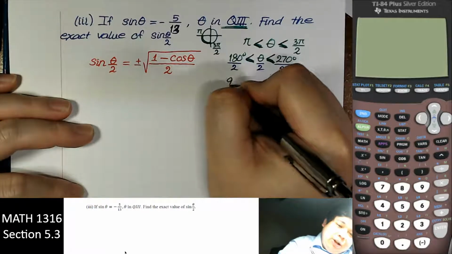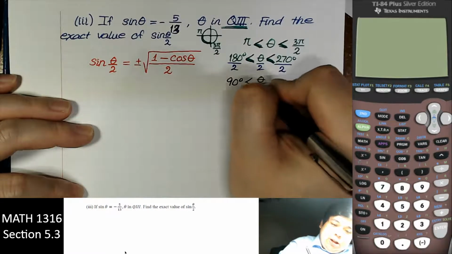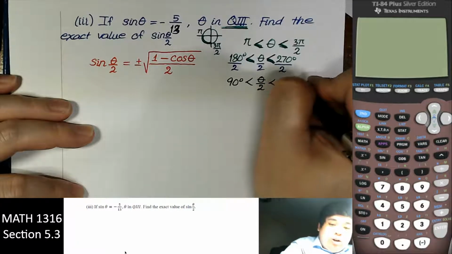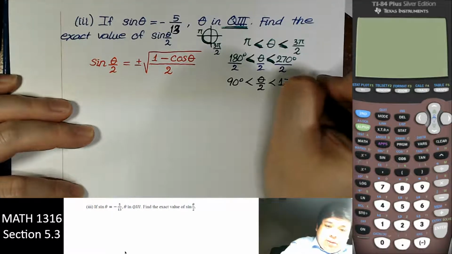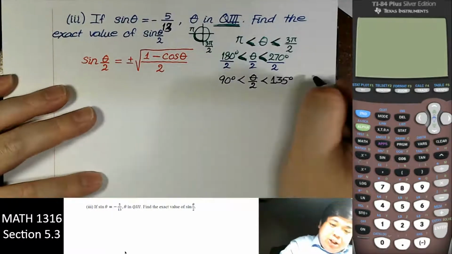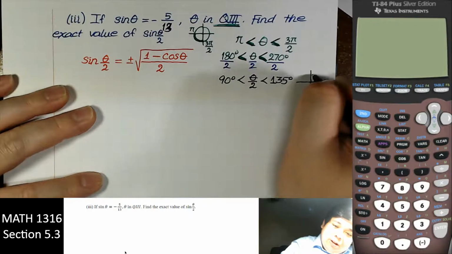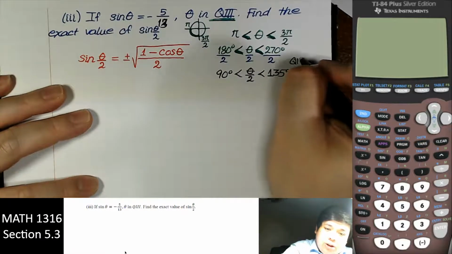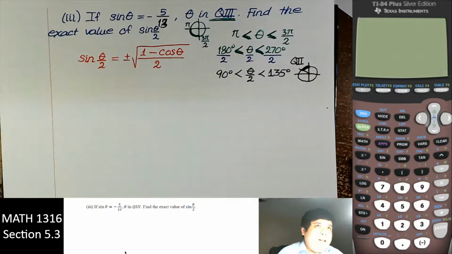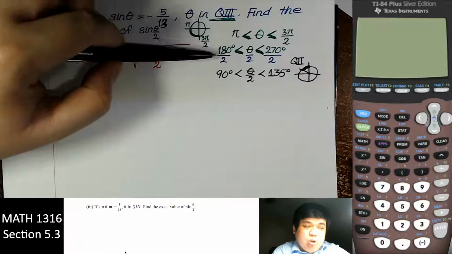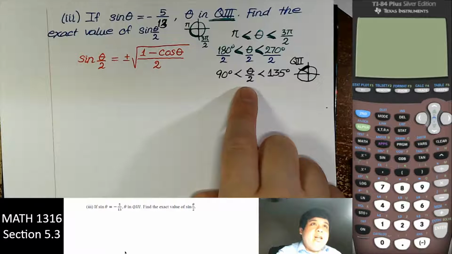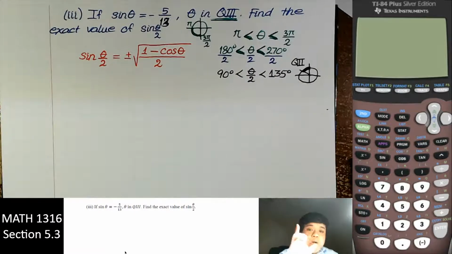So 90 degrees, theta over 2, 270 divided by 2 is 135 degrees. Now, 90 degrees to 135, it is about this much, which is in quadrant 2. So theta is in quadrant 3, between 180 and 270. Cut that in half across the board, 90 degrees and 135 degrees. The angle is between that, in quadrant 2.